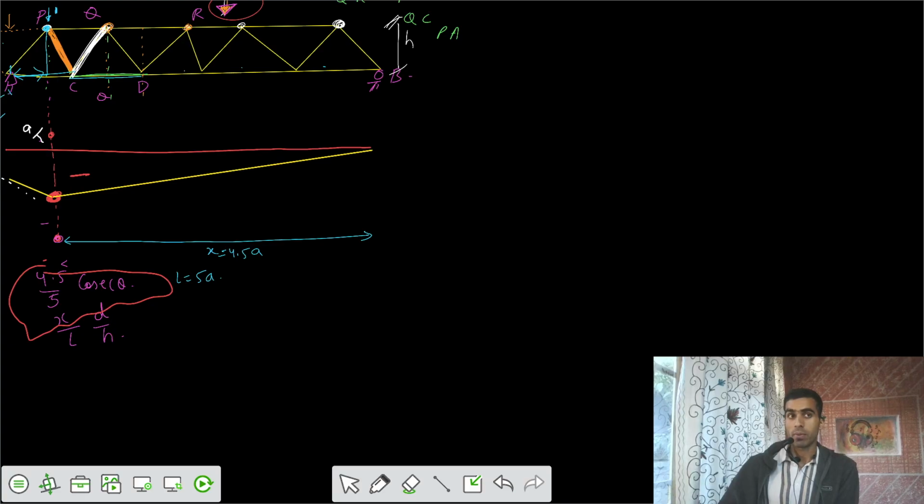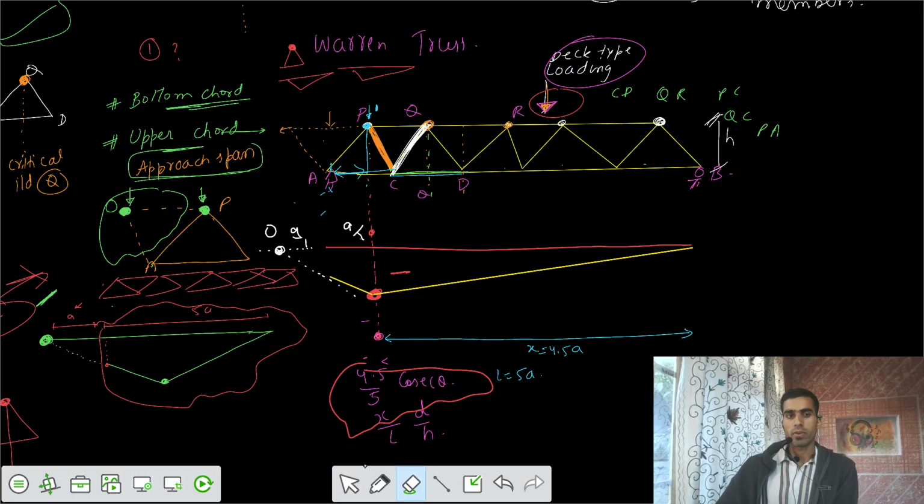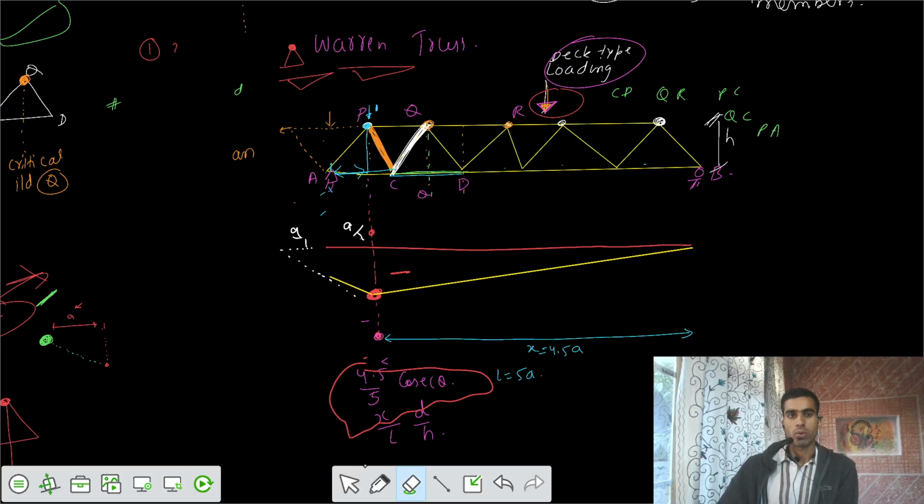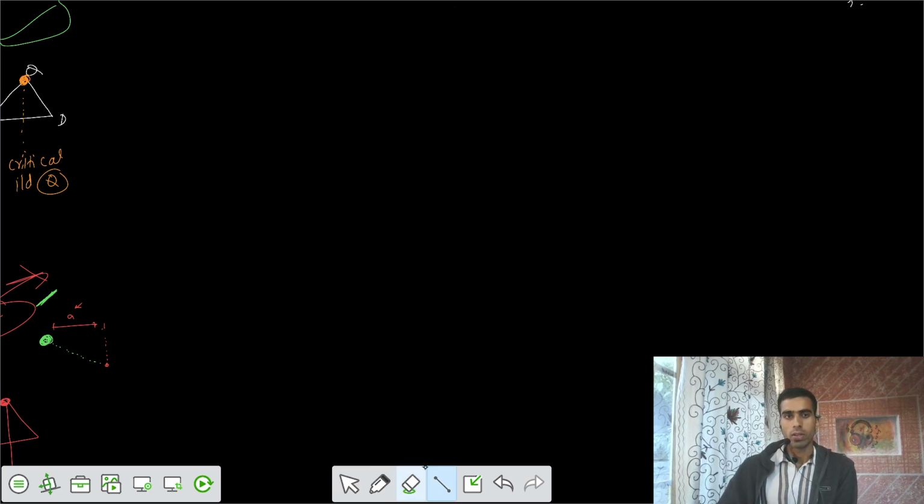Let's see this member PA also in that case. We are going to see this member PA in that case also. Let's have the loading now. For the same truss, we are going to see the loading for the through type loading. If the loading is through type, let's have the same truss for when the loading is through type.